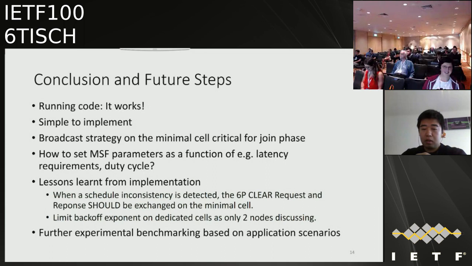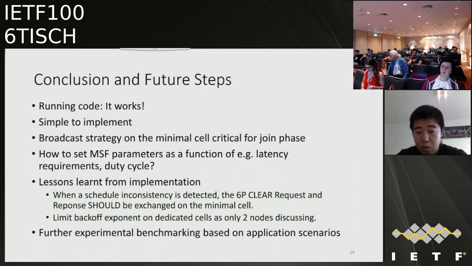With this running result, we have some conclusions. First, it works, and it is simple to implement. And we have the broadcast strategy on the minimal cell, and it indeed leverages the traffic on the minimal cell. It helps for the join and also helps for the 6P transaction. And there's something we also need to figure out, which is how to set the MSF parameters as a function. And we also have some knowledge learned from the mutation.